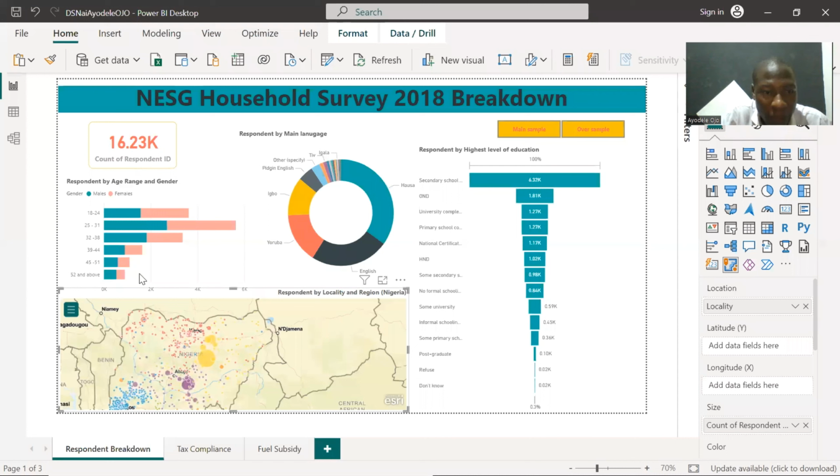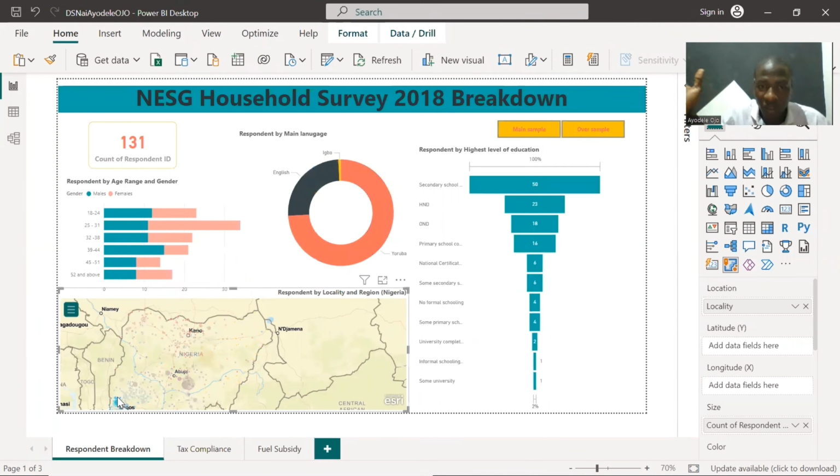Let me just see that you observe that my figures will change. So it does. You can see it's changed. And what do you observe? I'm just picking a locality in the Southwest region. You can observe that my figures change. That's because of the interaction between my visuals here, the interaction between the different charts we are having. So I set it that way.